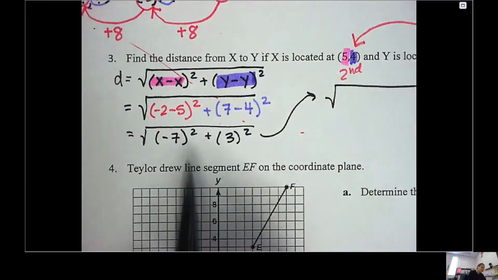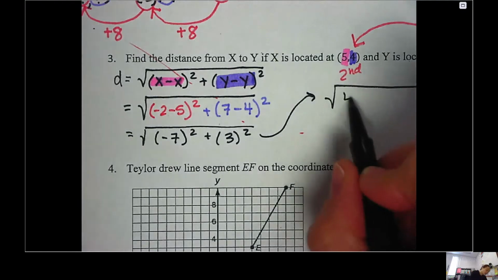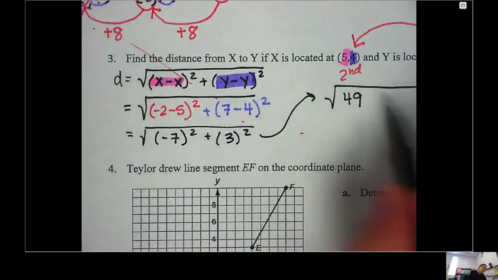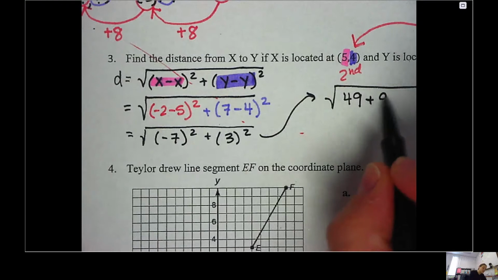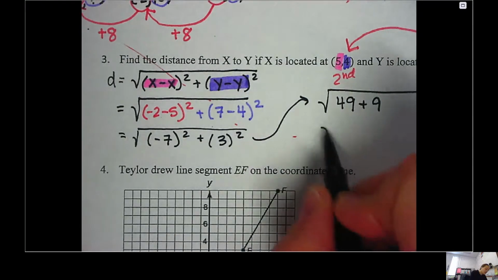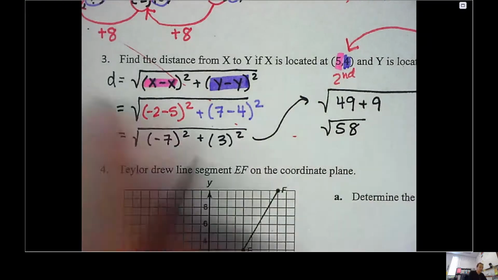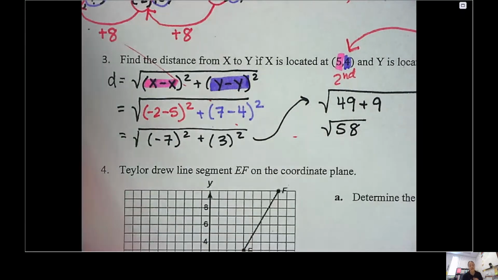So -7 squared means -7 times -7, which is a positive 49. Plus 3 squared means 3 times 3, which is 9. I add them both together and I get the square root of 58. So that would be my exact answer for the distance between the 2 points: the square root of 58.